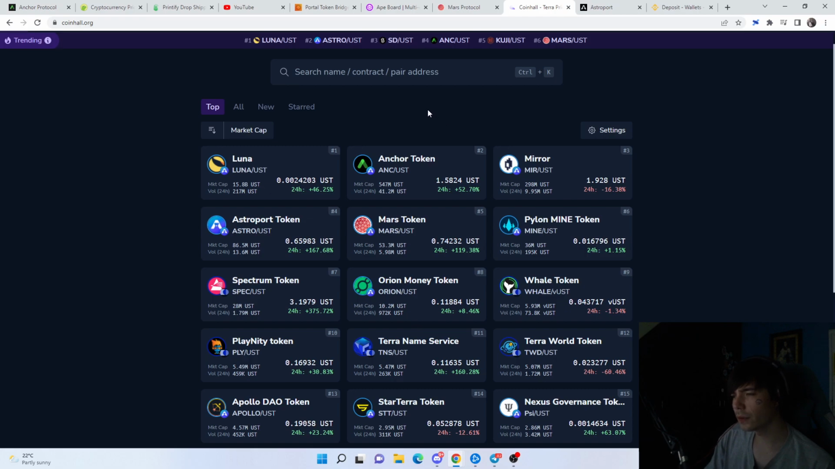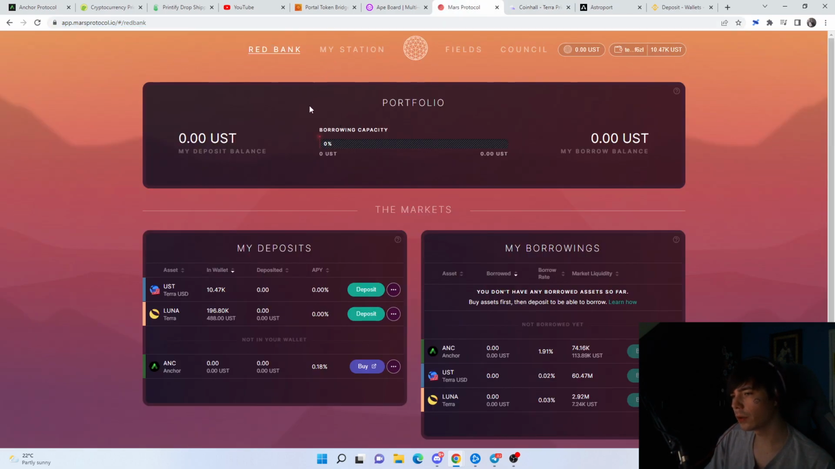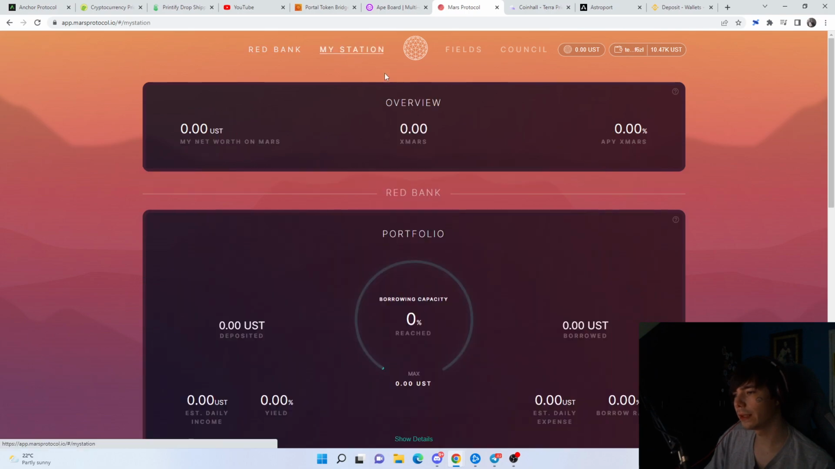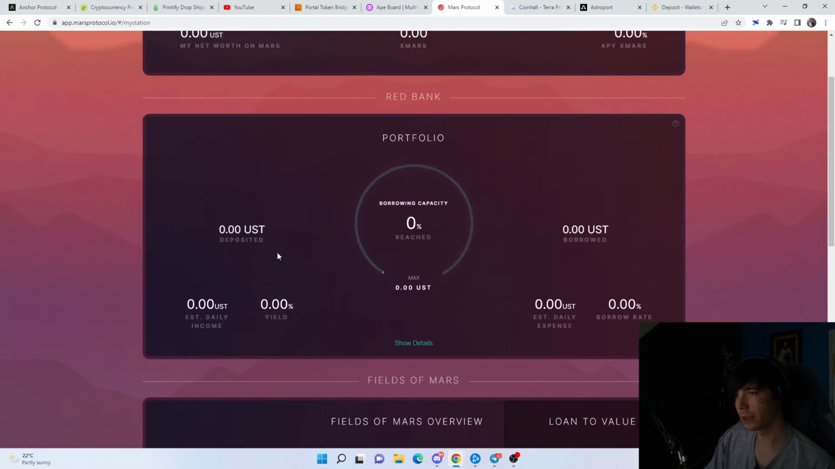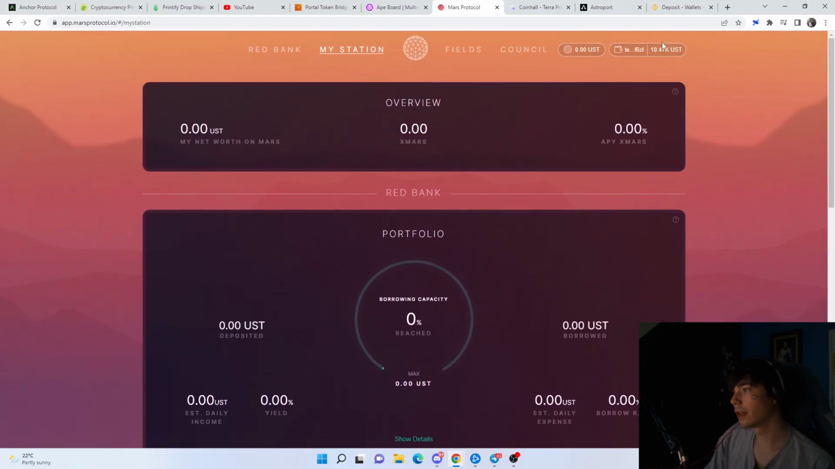So first things first, if it comes to the Terra blockchain, we've got to talk about Mask Protocol, because you now can also withdraw your money from the lock drop, and I already did so. I withdrew my MASK and my UST that I put into the lock drop, and that is now in my wallet. And now the step is, obviously, how can you get your money out of the Terra ecosystem?